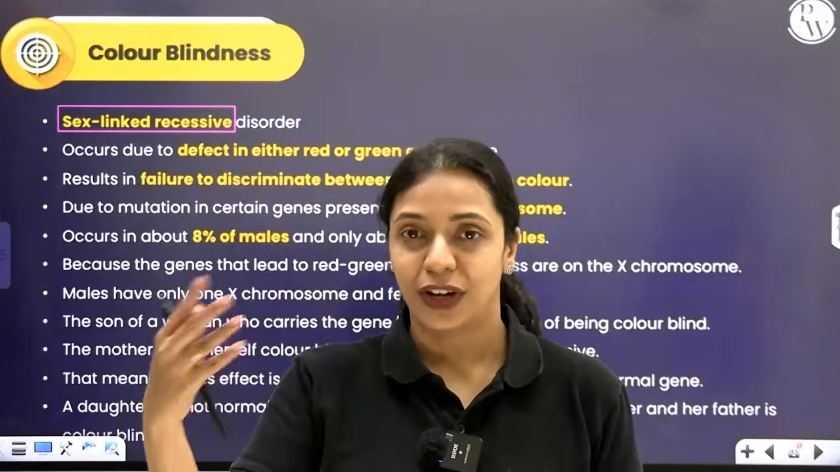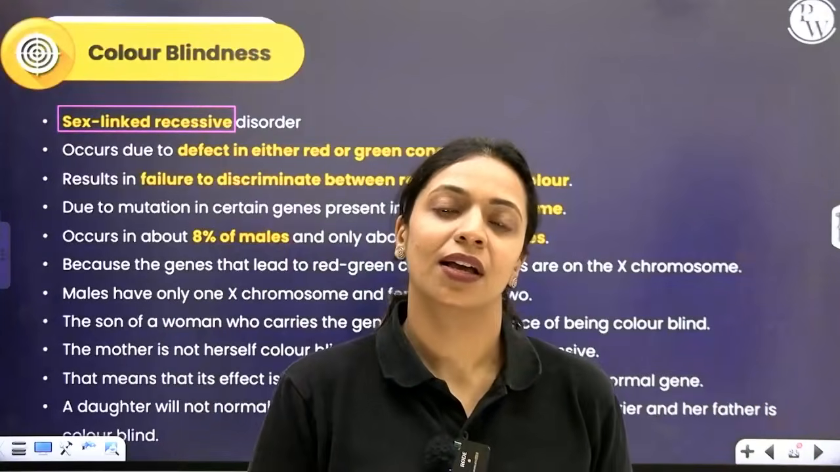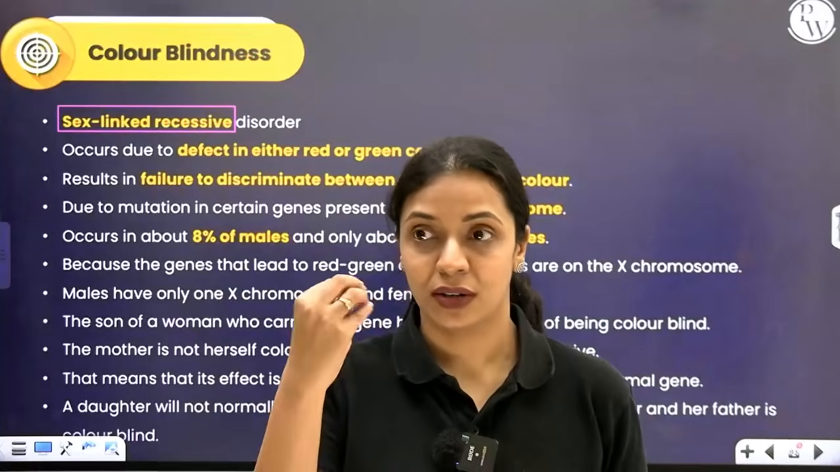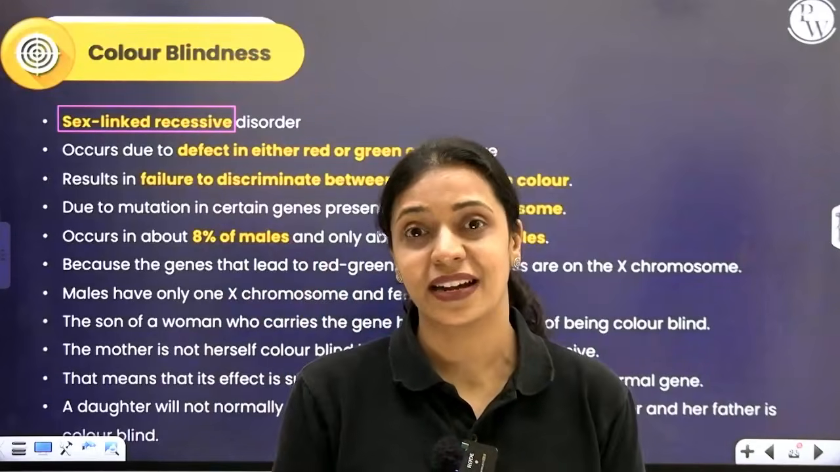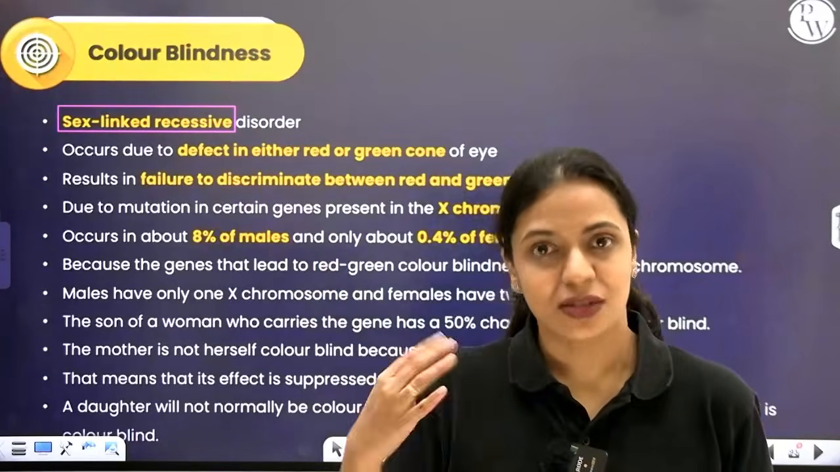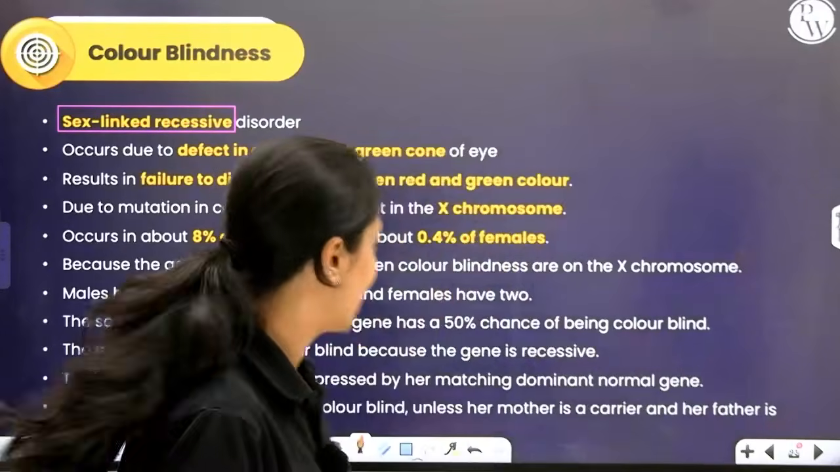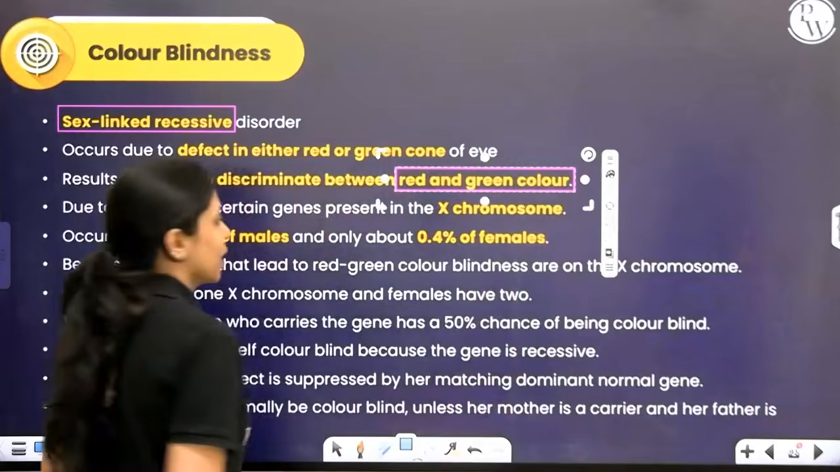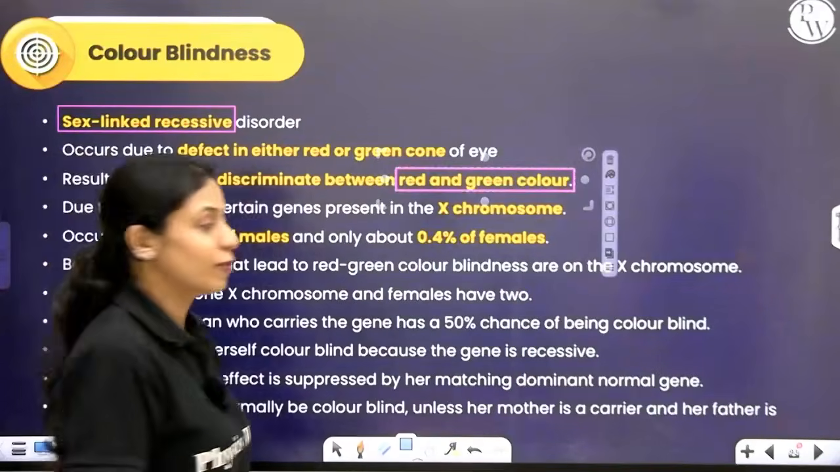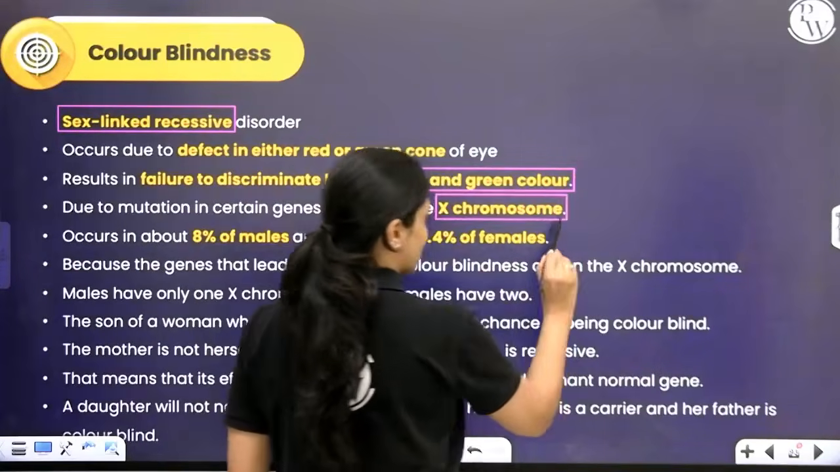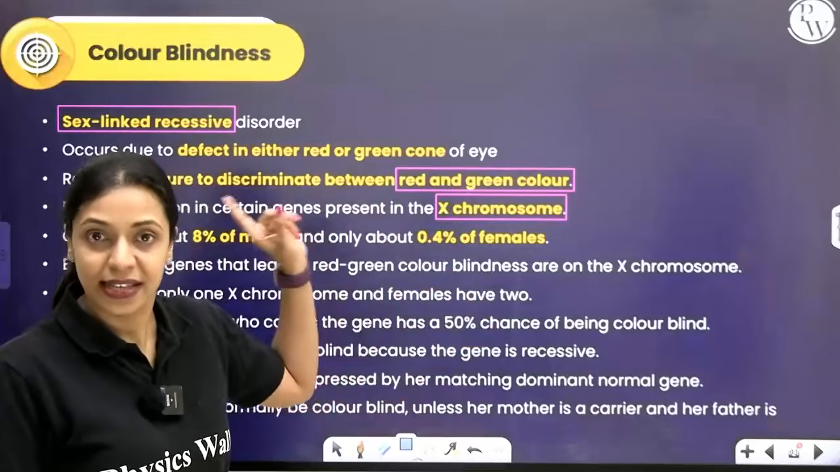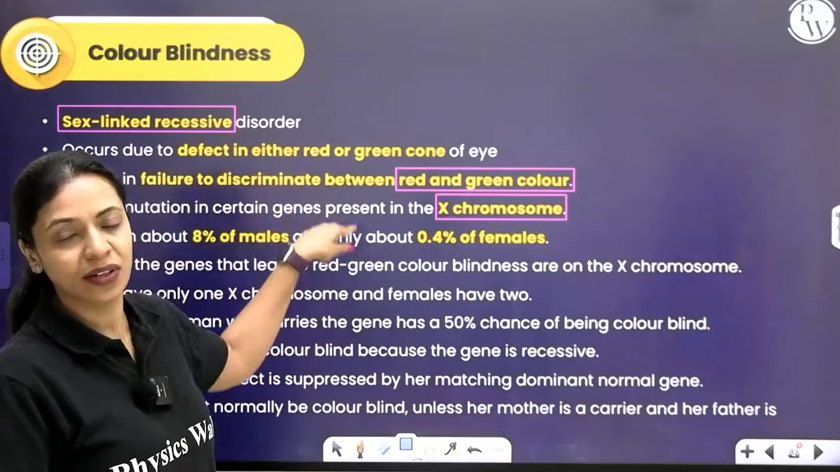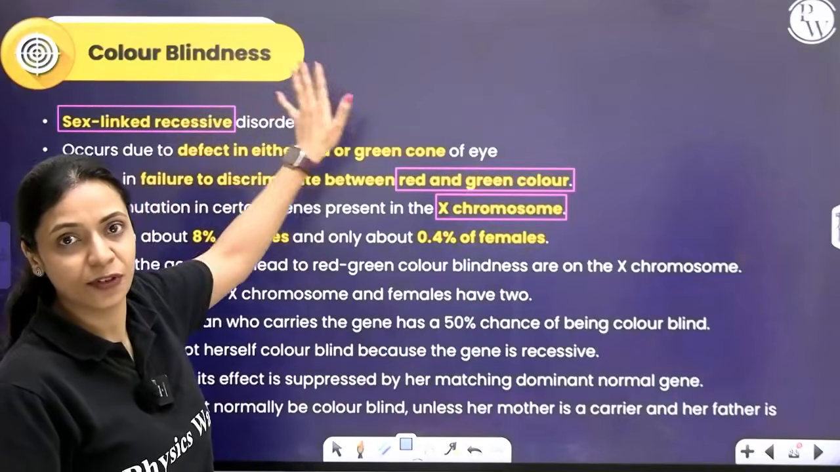So you have different types of cones. The cones that are responsible for separating out red and green color, the genes responsible for that would have gotten mutated, due to which they can't really differentiate between red and green colors. Okay. So the gene that is responsible for that is present on the X chromosome. Since X chromosome is a sex chromosome, this disorder is called autosomal recessive disorder.